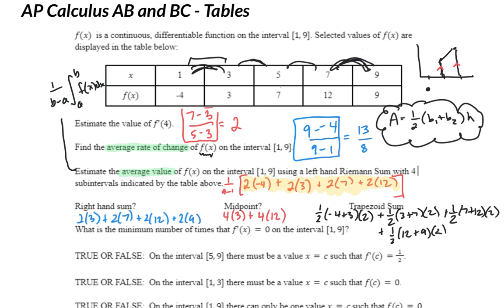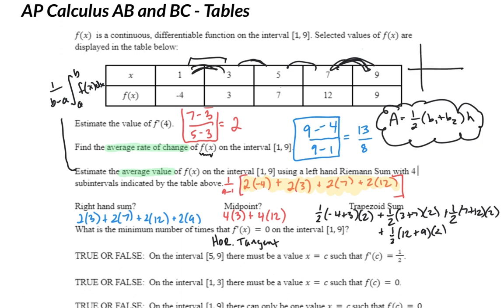Okay? All right. Next, what is the minimum number of times that the derivative is 0 on that interval? Now, the derivative being 0 means there's a horizontal tangent. Oftentimes, that's a min or a max. So I want you to, in general, think about what a sketch of what I've been given would look like.